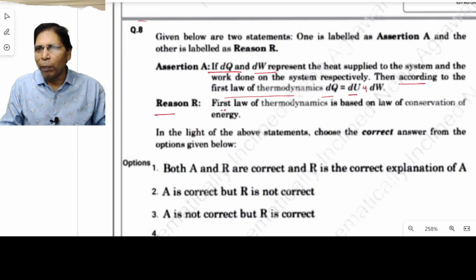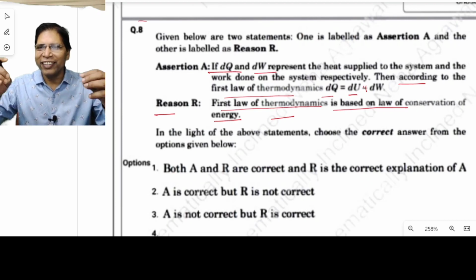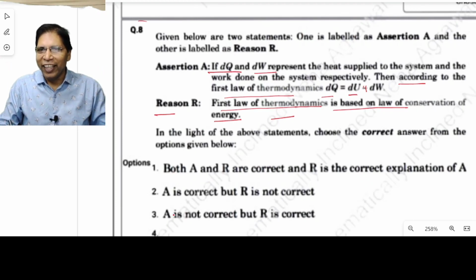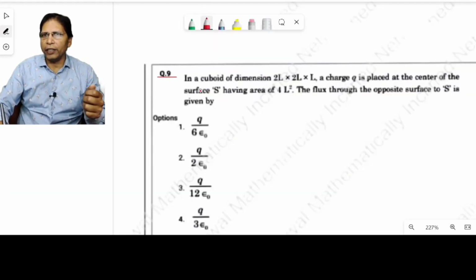Now reason. The first law of thermodynamics is based on the law of conservation of energy. This is correct. So assertion is false and reason is correct. Look at this, A is not correct, but R is correct. Option 3 is correct.